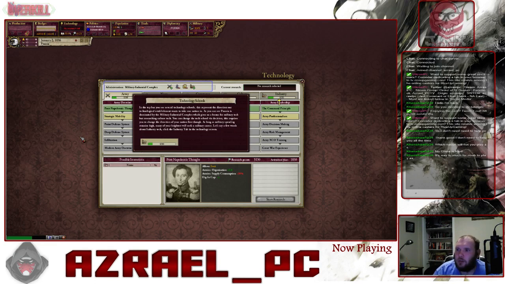In the top bar, you will see several technology schools. This represents the direction our technological establishment wants to take our nation in. As you can see, Prussia is dominated by the military-industrial complex, which gives us a bonus for each military tech, but researching cultural tech. Okay, I don't get that, but whatever.